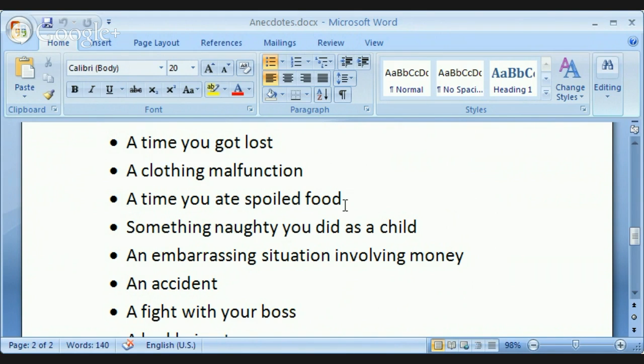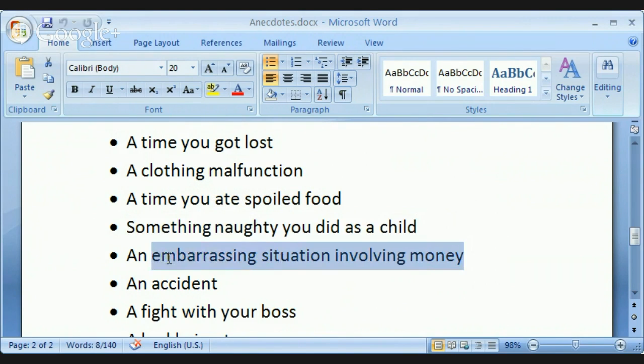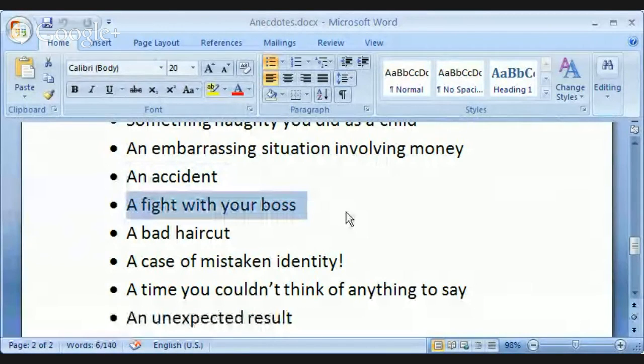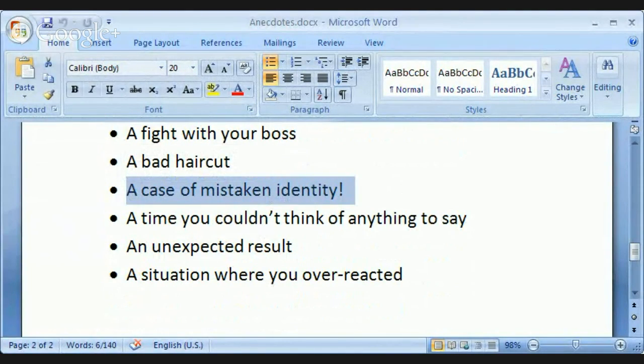So, all right, possible topic for a story: a time you ate spoiled food. Pretty much all of us have a story about when we ate something bad, spoiled, or something naughty you did as a child when you got into trouble. These are all stories that would be very normal for English speakers to tell each other, friends hanging out together. An embarrassing situation involving money or having no money when you're supposed to have some. Possibly an accident, a fight with your boss. Always fun stories. A time you had a bad haircut. A case of mistaken identity.